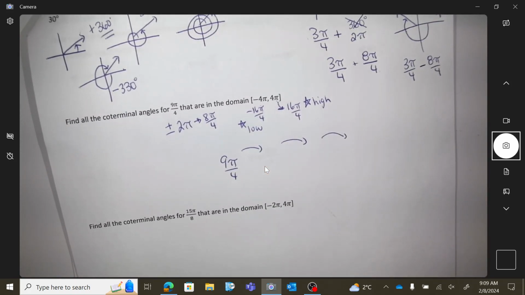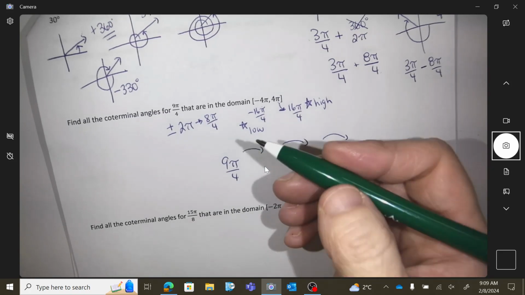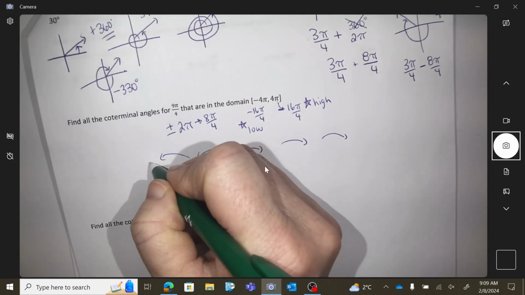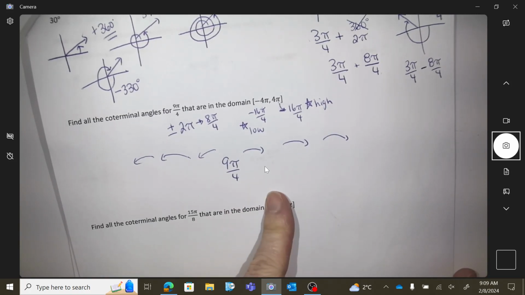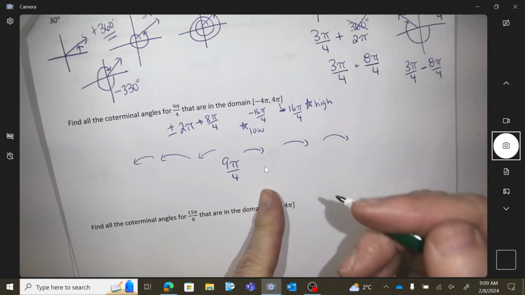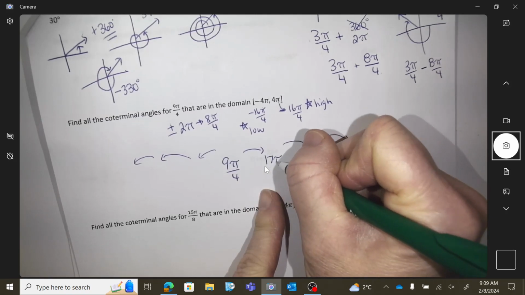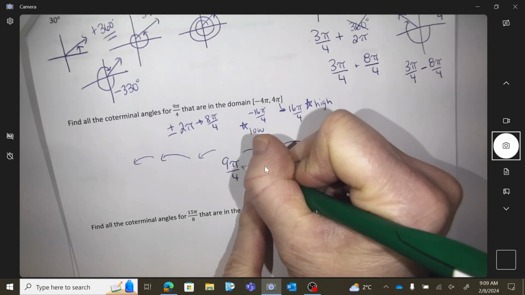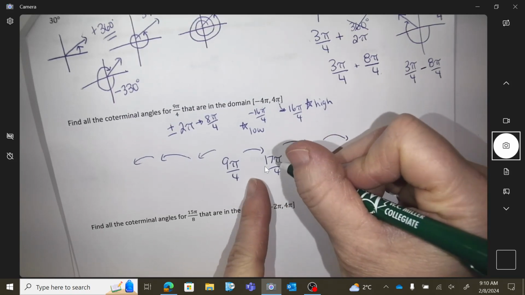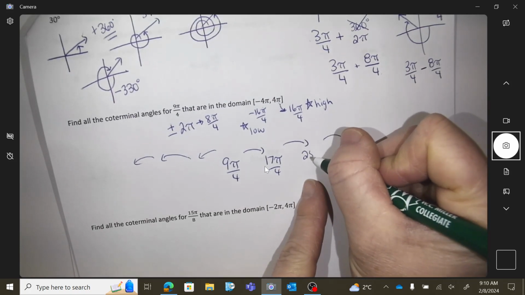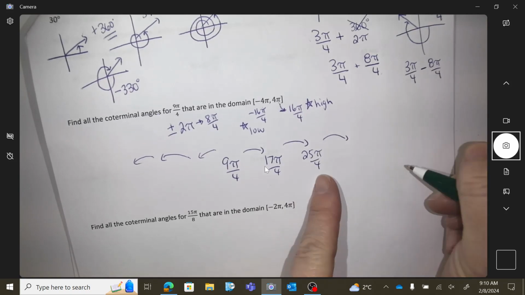Okay, so here's what I'm going to do. I'm going to start going up or down. I don't know how far I'm going to go, but if I go up by 8 pi over 4, I would hit 17 over 4, right? If I went up by 8, I'd get to 25 over 4, right?